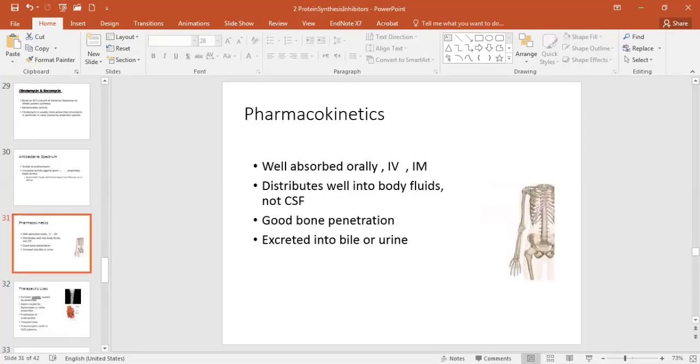They are well absorbed orally, IV or IM, and they are well distributed in body fluids, but not CSF. They have good bone penetration, and this is important. Also the bones: there are few antibiotics that can cross or penetrate the bone well. They are excreted into bile and urine.